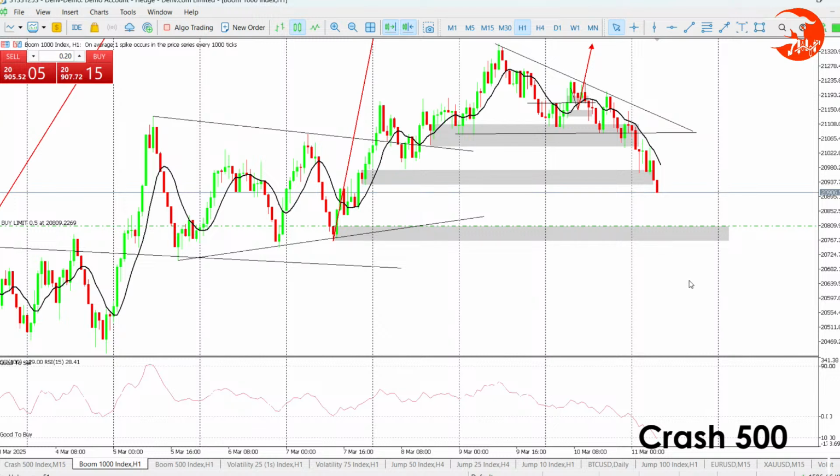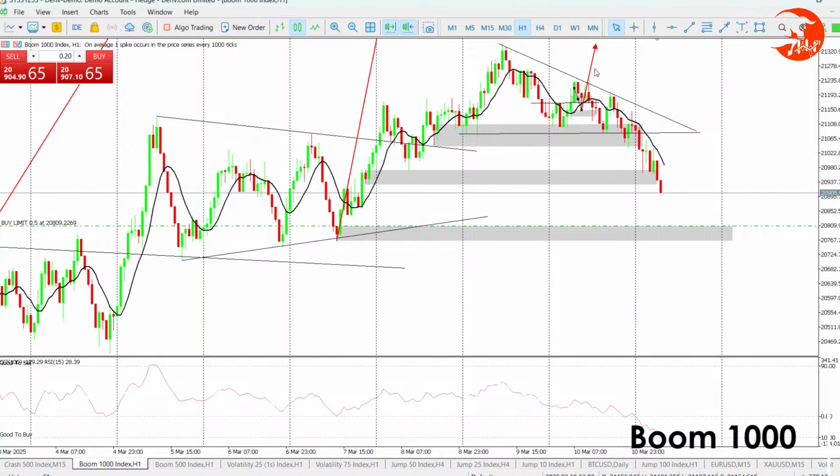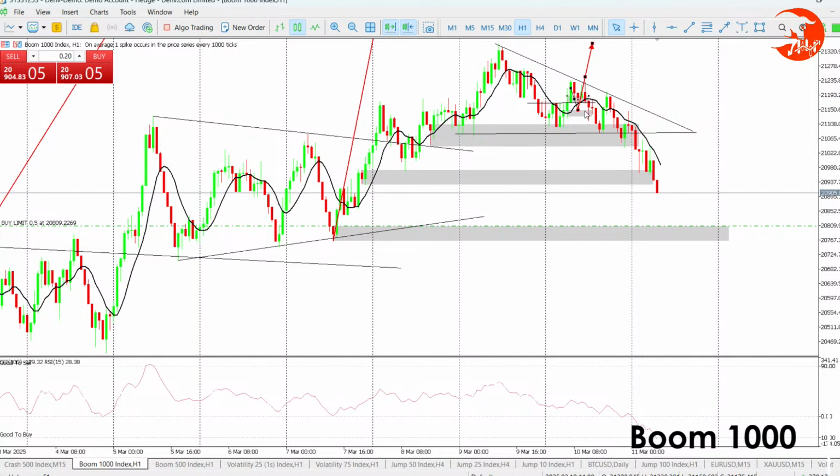Let's now head to Boom 1000. So what is Boom 1000 doing currently? It broke out of that descending triangle. So now we can delete all this. We can delete all that.